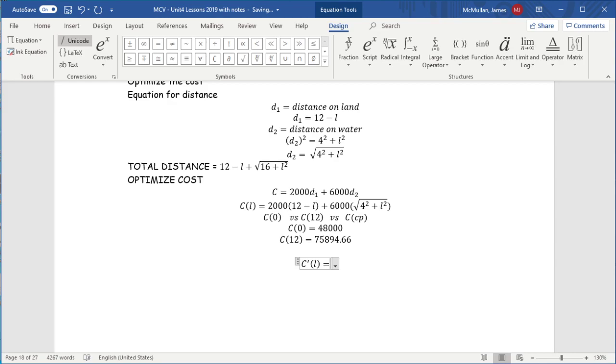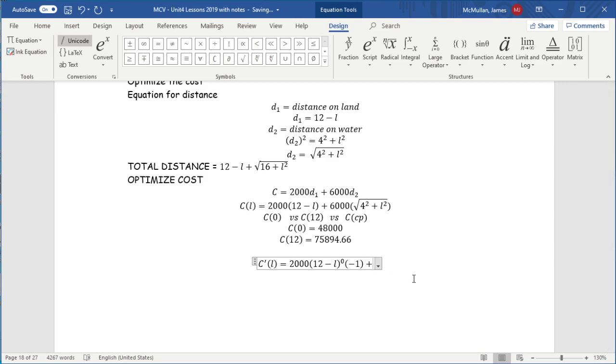C prime of L is going to be 2,000 times (12 minus L) to the 1. You drop it down to the 0, and then you multiply by the derivative of the bracket, which is negative 1. I'm just imagining if I had a 1 in the top corner, the 1 comes down in front, the bracket drops to a 0, and then I take the derivative inside the bracket.